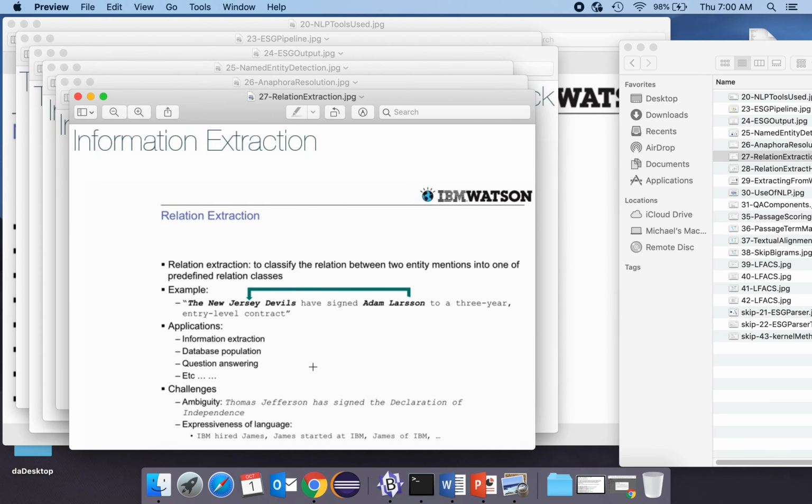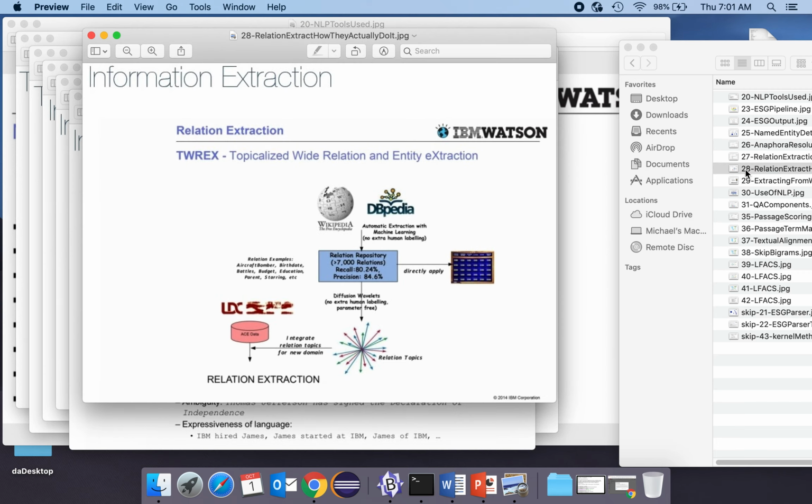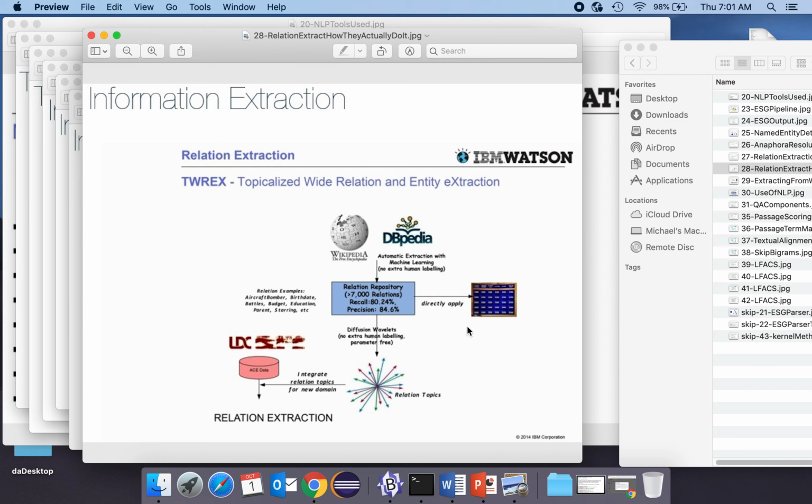Relation extraction, sort of similar to what I mentioned a little bit ago, but a little bit more general. The New Jersey Devils have signed Adam Larson to a 3-year entry-level contract. So Adam Larson now works for the New Jersey Devils. That's what we want to understand, and if you can, pre-process it and put it in a database. Here are some of the databases that already had relations in them, DBpedia and others. So you can use Wikipedia, obviously, to extract relationships also.